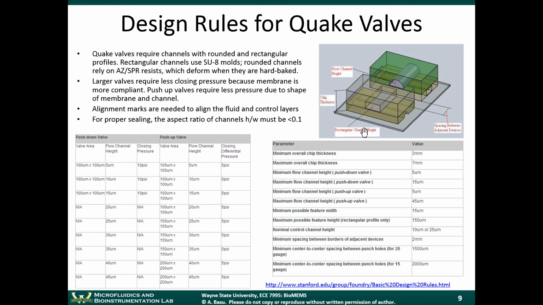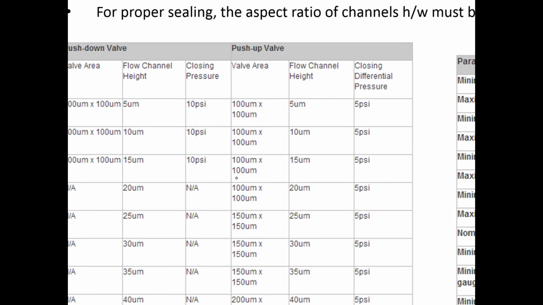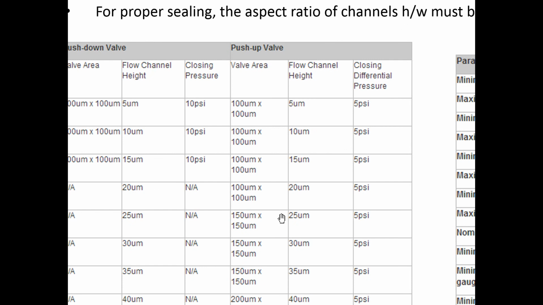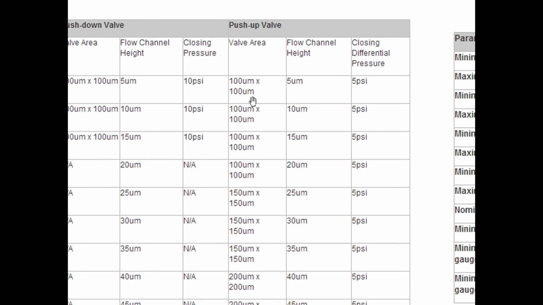So this gives you an idea of some of the design rules, how small you can make these valves, and the amount of pressure you need to actuate them. A couple of principles here. The smaller you make the valve, the larger the pressure you need to close the valve.